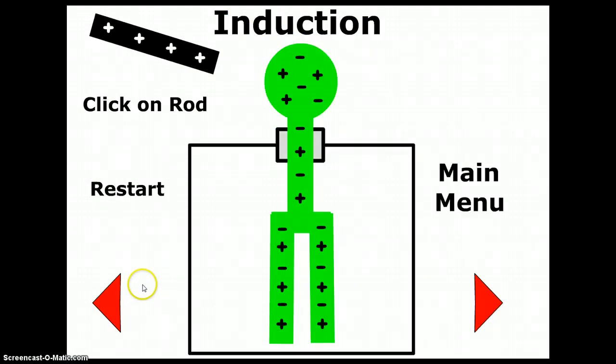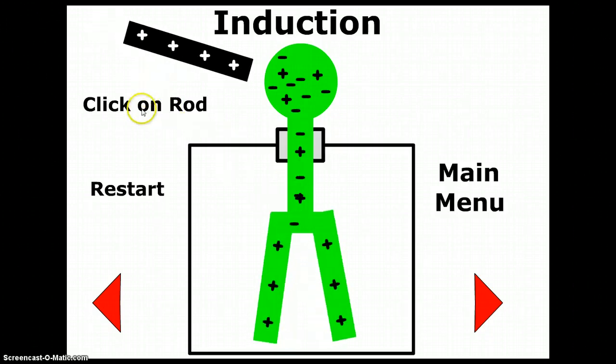Here's a simulation of an electroscope and a positive rod that is going to be brought near the electroscope. On the electroscope we have a bunch of charges. We have the positives and the negatives, and you can see that for every positive charge there's a negative charge. Therefore the electroscope has a neutral charge at this time. Watch what happens as we bring the positive near that electroscope.